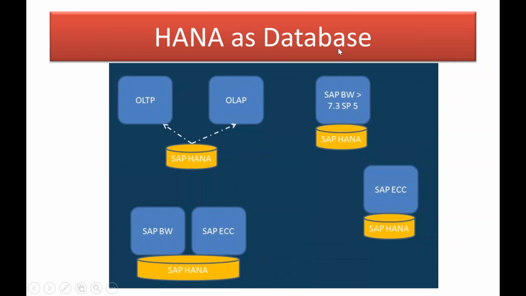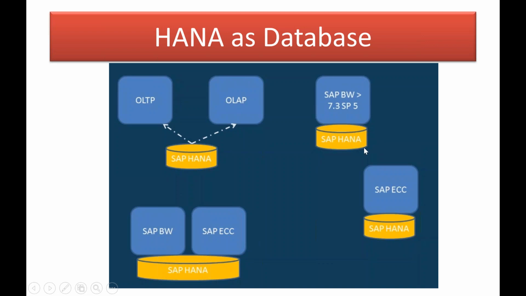I can use HANA as a database. I just explained SAP HANA on ECC system: SAP BW on HANA, SAP ECC on HANA. I can use it like this. Or I can use HANA as an OLTP system or an OLAP system. These are two different kinds of systems: online transaction processing systems and online analytical processing systems.